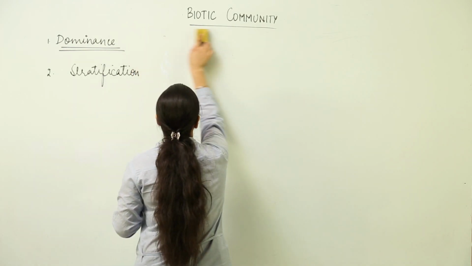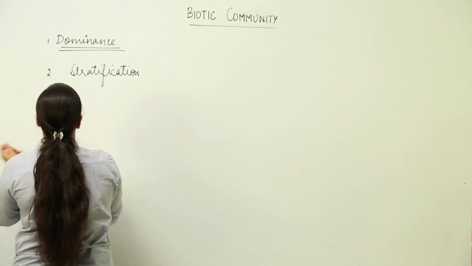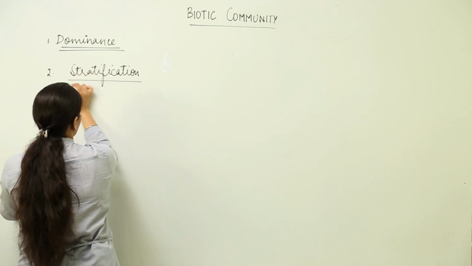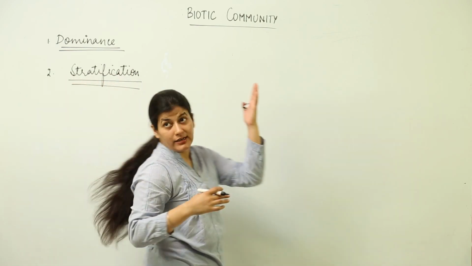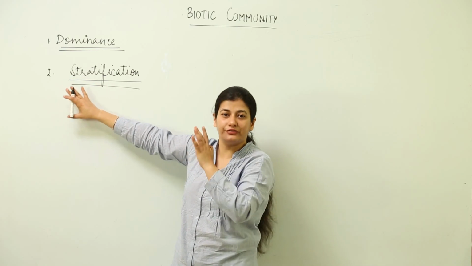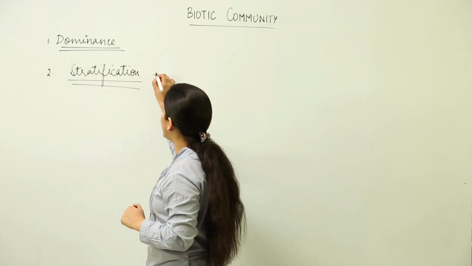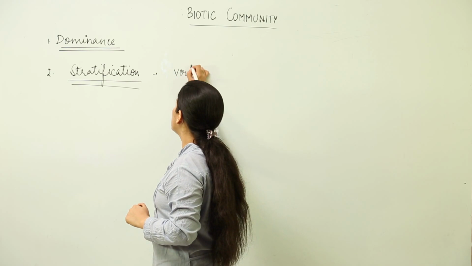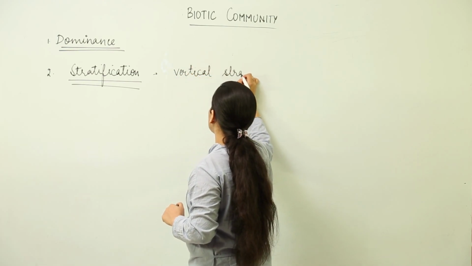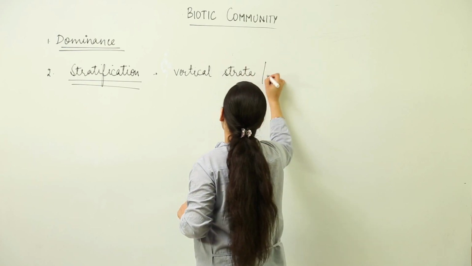Now we have the second characteristic that we have to study, and that is stratification. Now what is stratification? Arranging the community in vertical strata, or you can say layers.